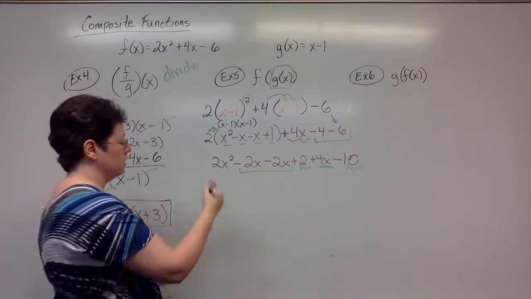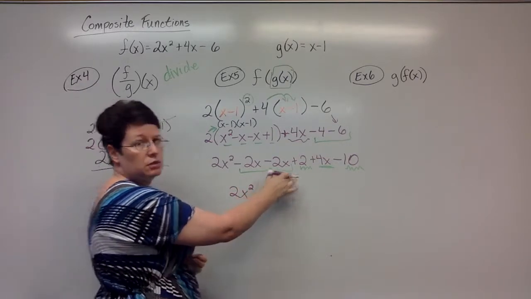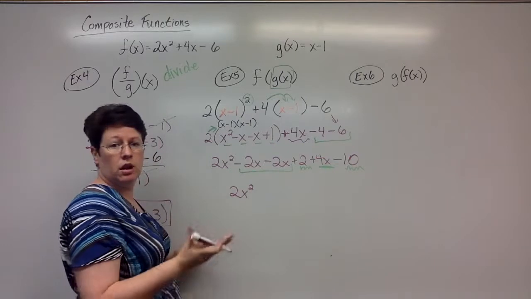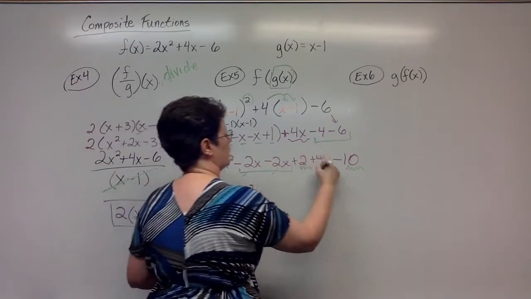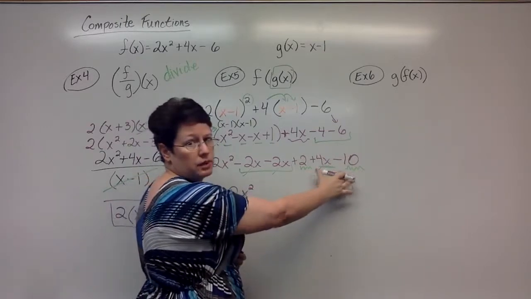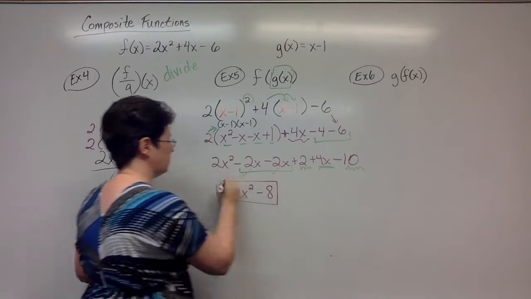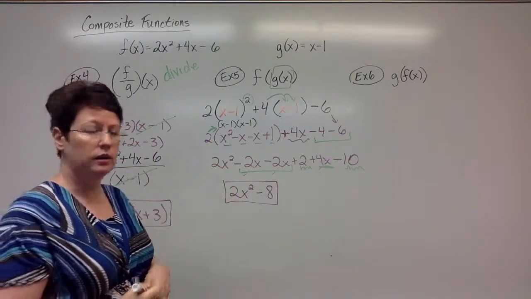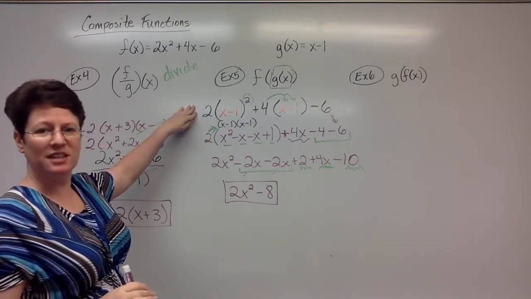But that's okay. Bring the 2x squared down. Now what do we have? Minus 2 plus 4. Oh, that's gone. So no x's. They're all gone, okay? Plus 2 minus 10 is minus 8. All right. This looks a lot easier than that does.